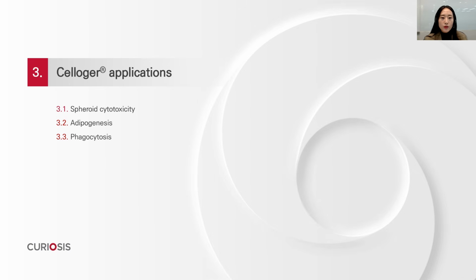Now let's see how Cellular is used in practice. We will look at three applications: spheroid cytotoxicity, adipogenesis, and phagocytosis. It involves multi-step workflows that require regular checks, for example, confirming spheroid formation or tracking differentiation status. With live cell imaging, Cell Logger lets us follow these changes in real time, capturing every stage without disturbing the cells. Then let's start with the spheroid cytotoxicity assay.